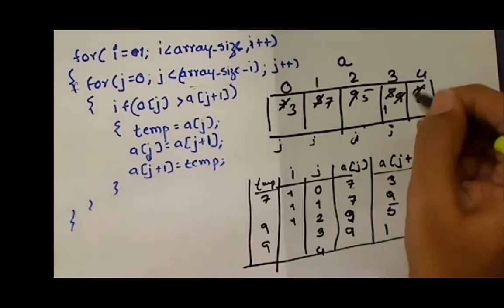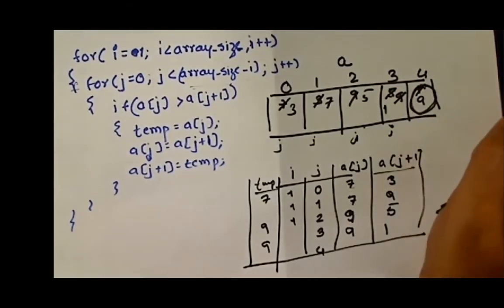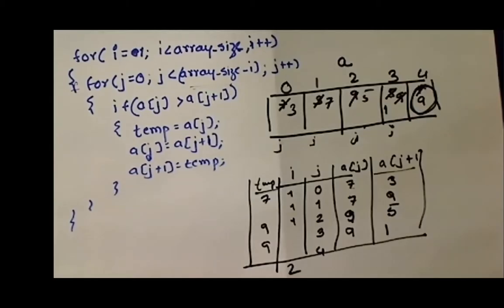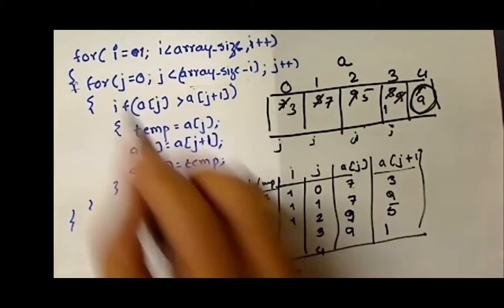So after the first pass, the heaviest number has gone at the bottom. 9 has gone at the bottom. Now again, we go back. i plus plus. i now becomes 2. If i becomes 2, j is again reset to the value 0. j again becomes 0.